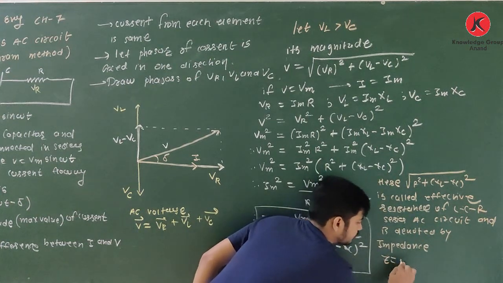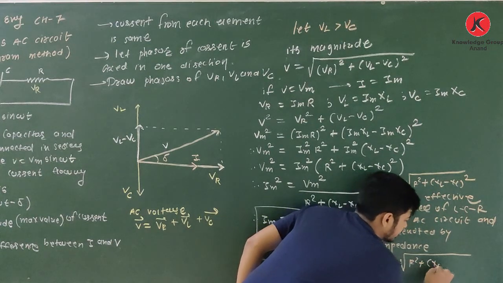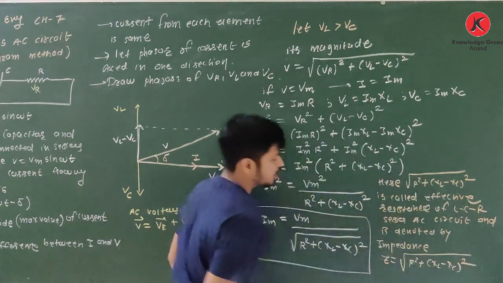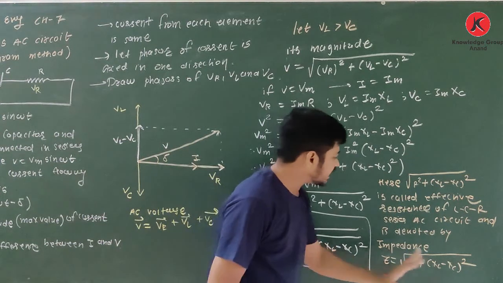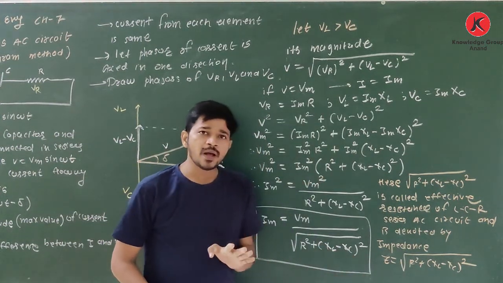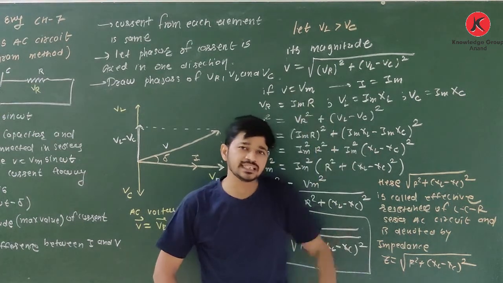Impedance Z is equal to under root R square plus XL minus XC whole square. Clear about this? Okay, from this equation we can obtain three cases.